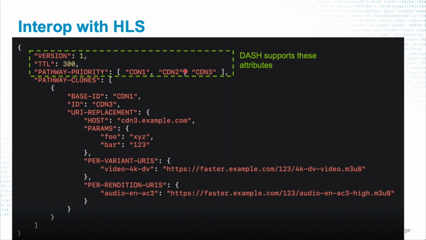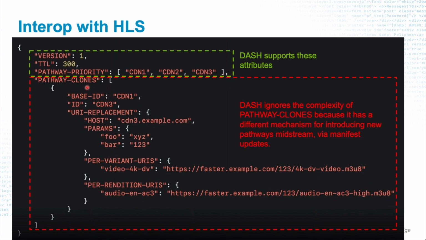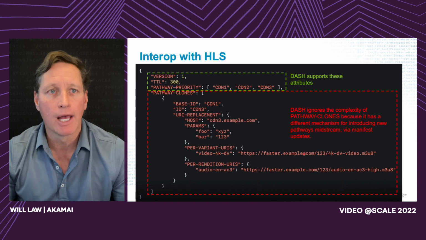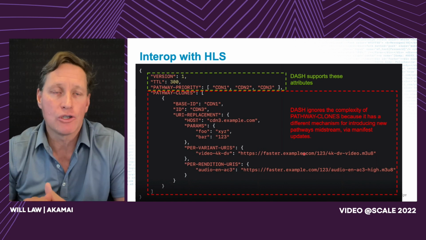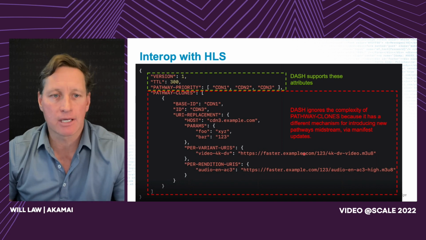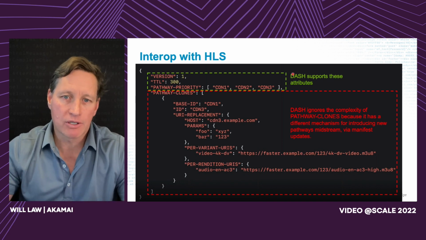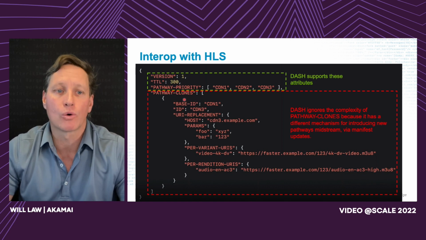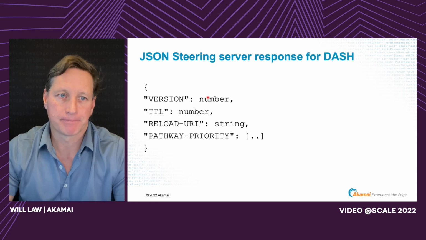So here's the steering server response that we see with HLS. This upper portion is going to be supported as it is, directly with no changes, by Dash. The lower portion, which is pathway cloning, we don't need in Dash because we have a different mechanism for introducing new pathways midstream, which is the ability to update a manifest. Dash player will update the manifest at a predefined interval, and in that interval, we can inject new sources or base URLs for the content. So we don't need to clone existing pathways as they do in HLS. So we support the upper portion of the HLS response, and the Dash player simply ignores the pathway cloning.